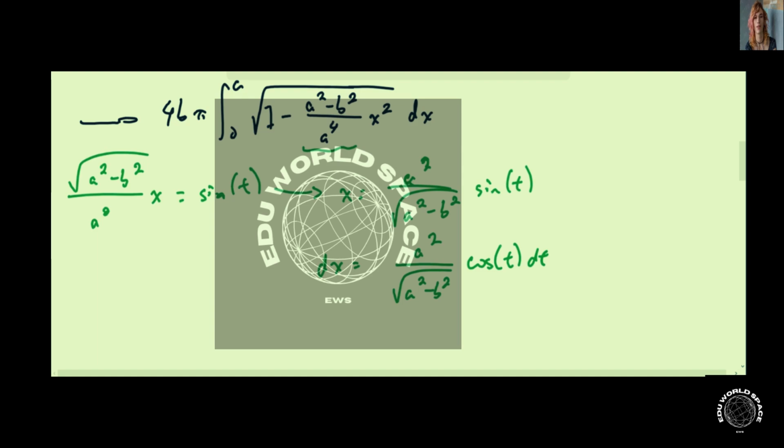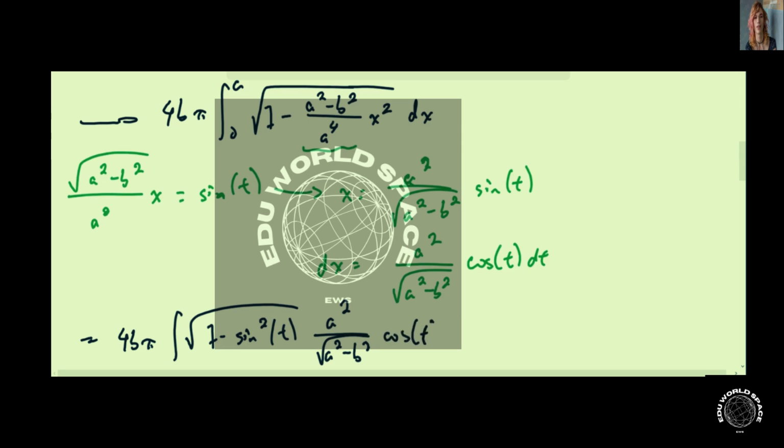We might need some things later to come back. Convert back to x, we'll take some arc sines later. So our integral, we're going to skip the bounds for now because we're going to be returning back to x. It's going to be 4b pi, the integral of, all of this stuff here is going to be 1 minus sine squared of t times a squared over root a squared minus b squared times the cosine of t dt.